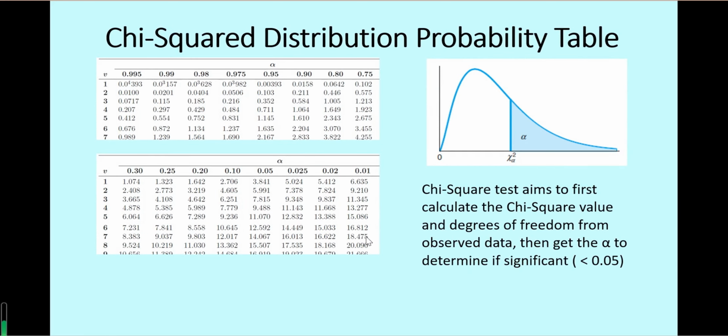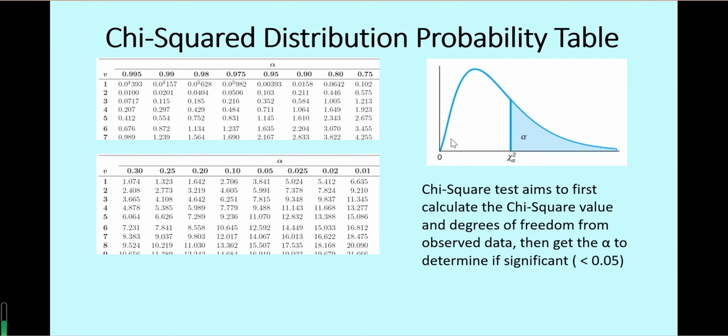This is a table called chi-square distribution probability table. Alpha is the probability, which is 1 minus the cumulative probability associated with this chi-square value in the density function. From this table we can find the chi-square value in terms of different degrees of freedom and alpha level.